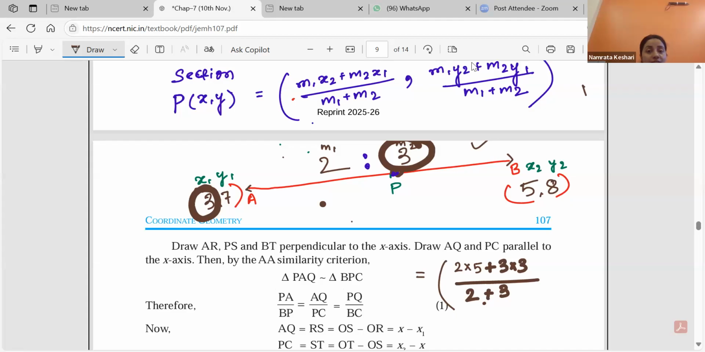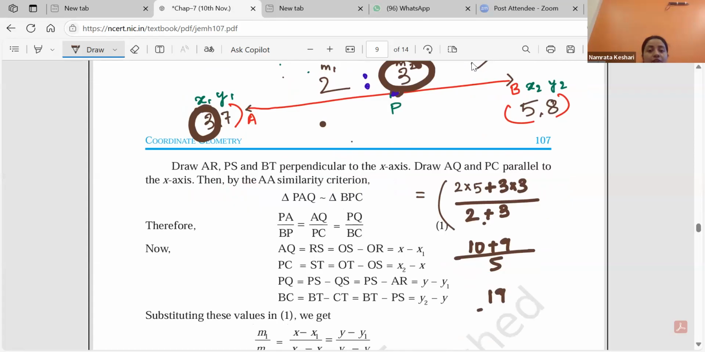If you do the calculation, 2 times 10 is 20, 3 times 9 is 27, over 3 plus 2, which is 5. That means you are just going to get the x coordinate, that is 19 by 5. That is your x coordinate. Still, you need to find the y coordinate in this manner only. You can just see the formula.